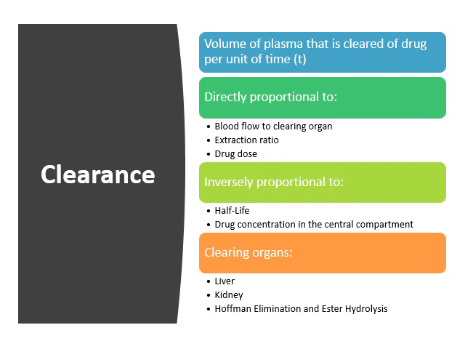So clearance is the volume of plasma that is cleared of a drug per unit of time. It is directly proportional to blood flow to the clearing organ, extraction ratio, and drug dose. Directly proportional. What that means is as blood flow to the clearing organ goes up, clearance goes up, extraction ratio goes up, etc. It's inversely proportional to half-life and drug concentration in the central compartment. So as one goes up, the other goes down. Clearing organs are the liver, kidney, Hoffman elimination, and ester hydrolysis, and the lungs can also be a clearing organ as well.